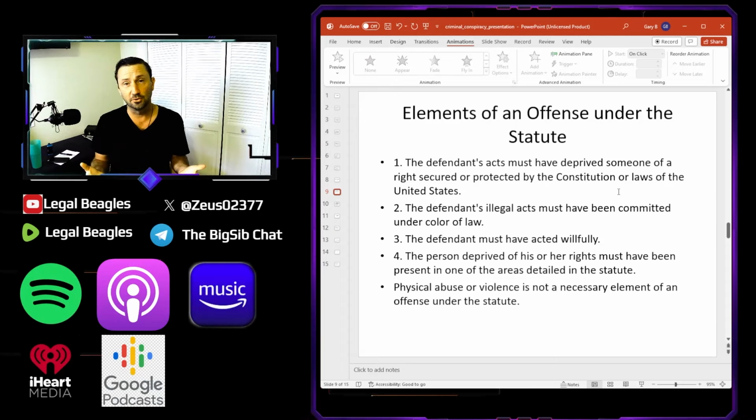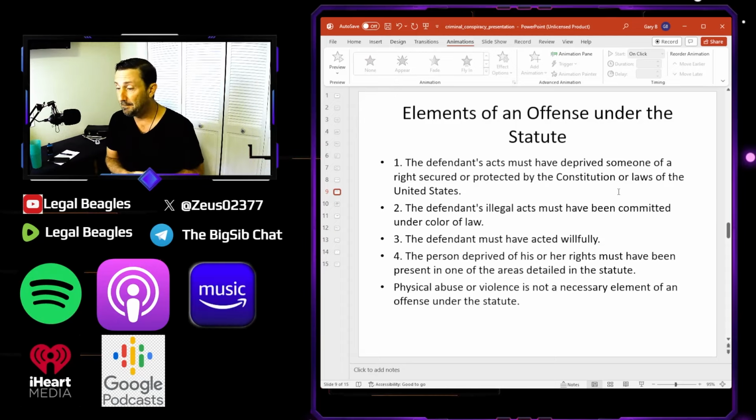The second element you need to put in your fact section is the defendant's illegal acts must have been committed under the color of law. So they must have not had that reasonable suspicion, or they didn't watch you commit an actual crime, and yet they're exercising their authority over your bodily autonomy. And so that would be under the color of law. They're stepping outside of the scope of their office in order to conduct this search or whatever they happen to be doing to you at this time.